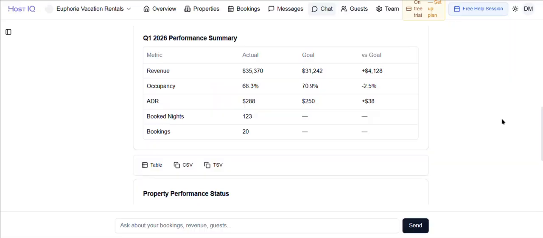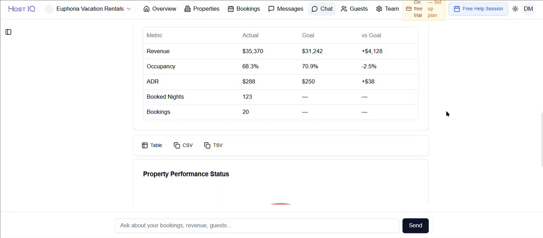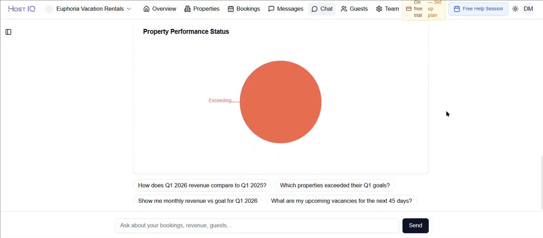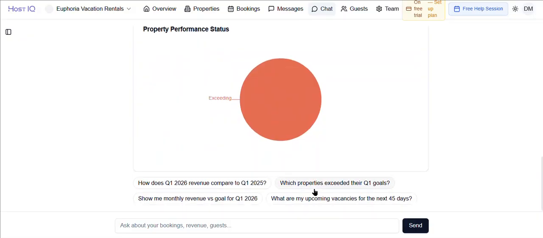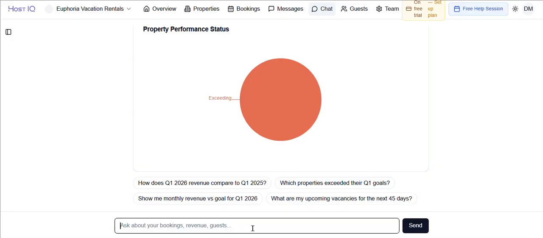And it's even going to show me my performance for revenue. I'm a little below on my occupancy, but my revenue is over by $4,000 because my blended ADR between my two properties is over my target ADR. So it's going to also give you more, here's a little pie chart on the fact that we're performing better than our goals. Okay, so I'm now going to start to ask it more specific questions.